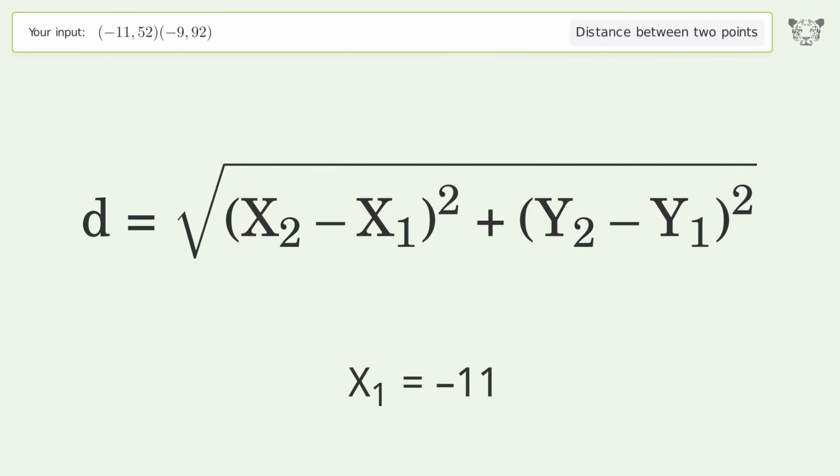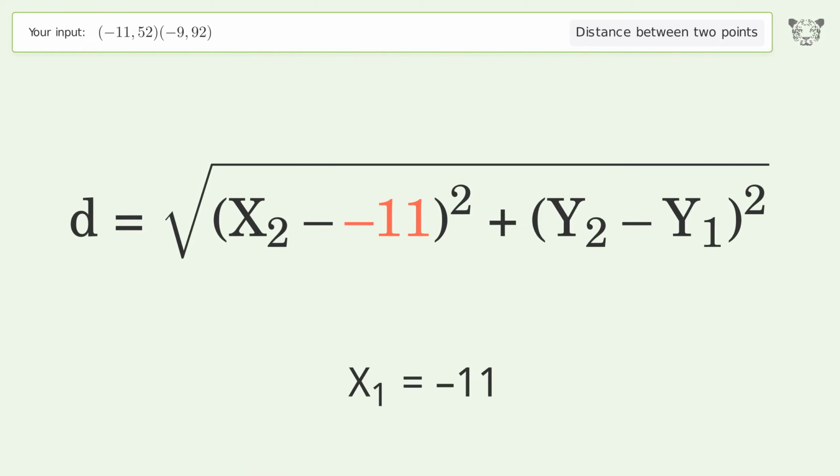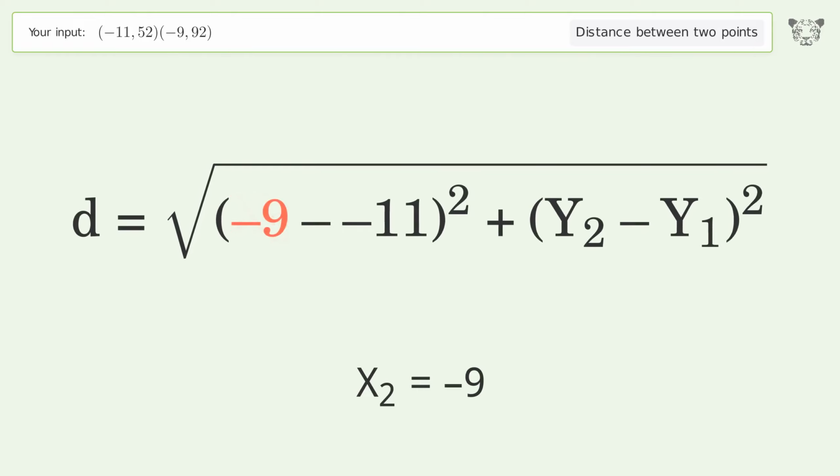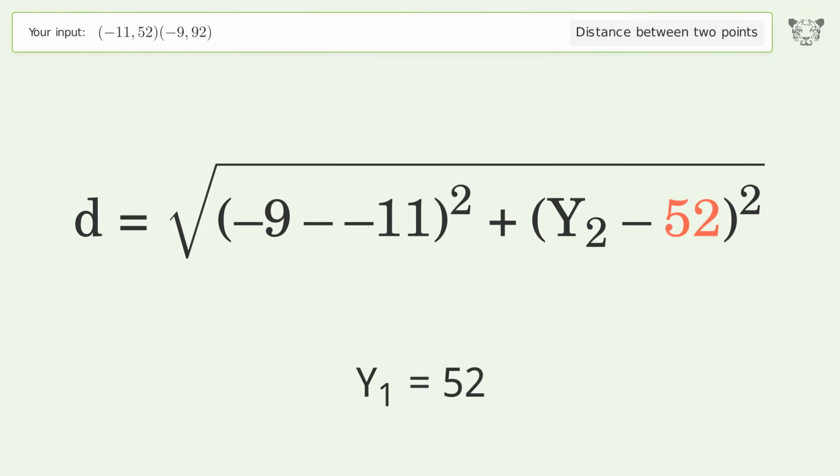x1 equals -11. x2 equals -9. y1 equals 52. y2 equals 92.